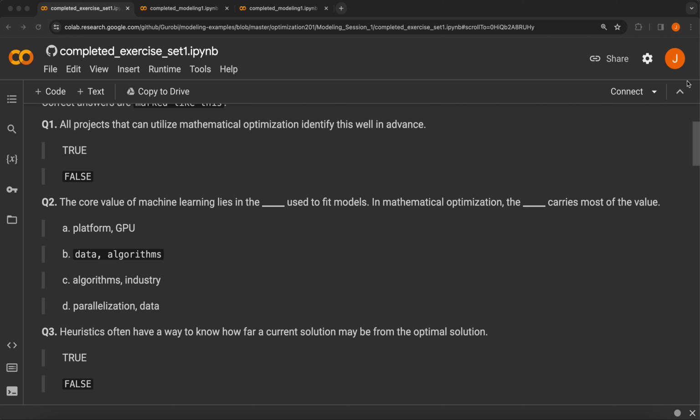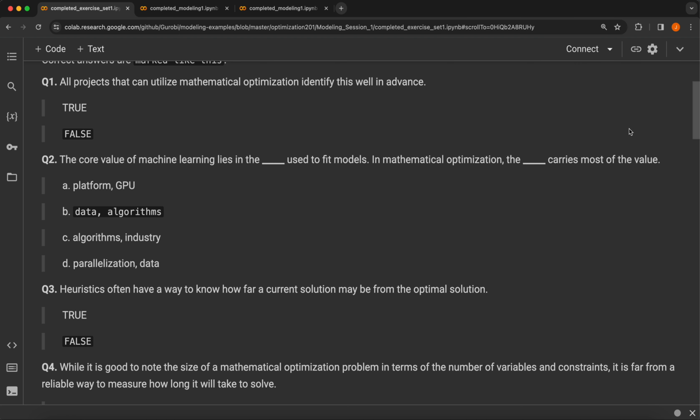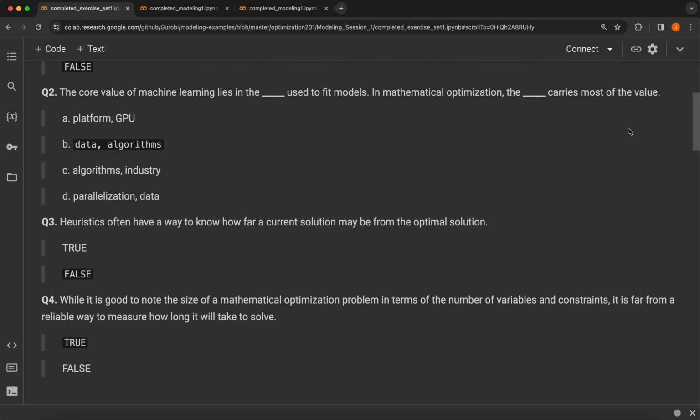So question two, give myself a little bit more room here. There we go. Question two: the core value of machine learning lies in the blank used to fit models. In mathematical optimization, the blank carries most of the value. And the correct answer to this is B, data and algorithms.